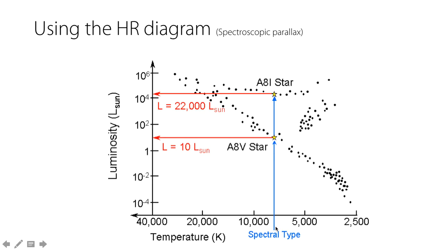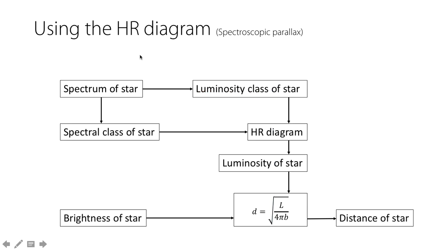You find the spectral type from the temperature. Okay, it's an A8 star, but is it an A8V star, or an A8 class 5 star, or a class 1 star? You find that information from the spectral lines, and therefore you know its luminosity. The spectrum of a star gives you the luminosity class and the spectral class. Combine that information in the Hertzsprung-Russell diagram to give you the luminosity.